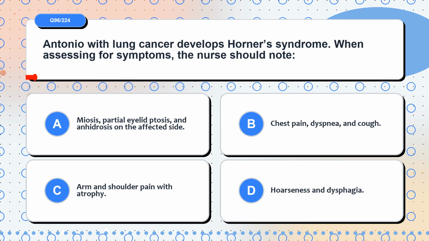Question 96. Antonio with lung cancer develops Horner's syndrome. When assessing for symptoms, the nurse should note, here are the options. Option A. Miosis, partial eyelid ptosis, and anhidrosis on the affected side. Option B. Chest pain, dyspnea, and cough. Option C. Arm and shoulder pain with atrophy. Option D. Hoarseness and dysphagia.